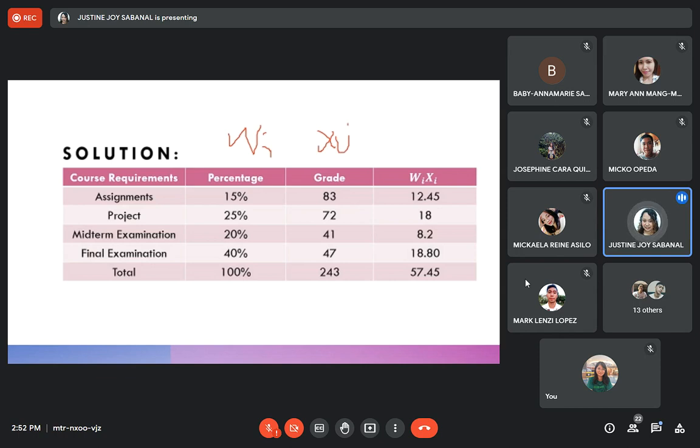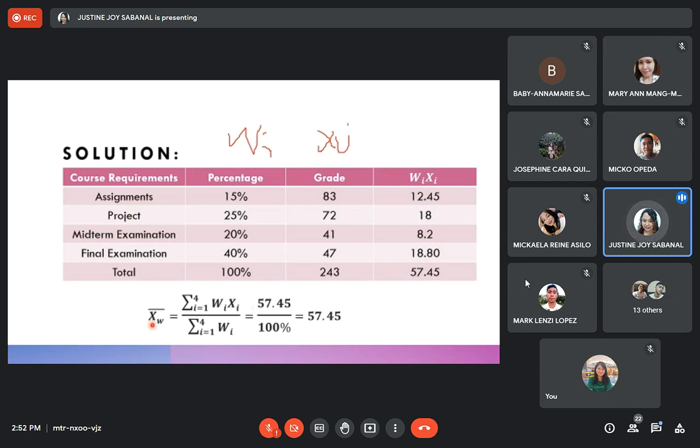Now for the computation, multiply the weight by the grade. 15% times 83 is 12.45. 25% times 72 is 18. 20% times 41 is 8.2. And 40% times 47 is 18.8. Then add the values of w sub i x sub i to get the sum. Once you get the sum, substitute it into the formula.